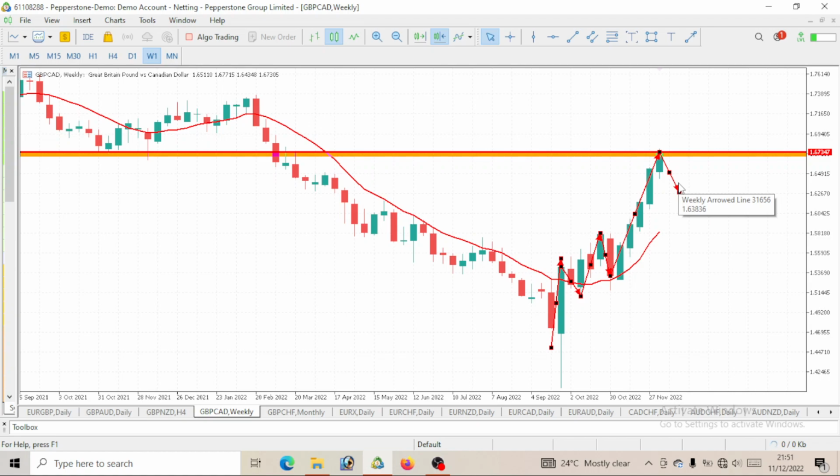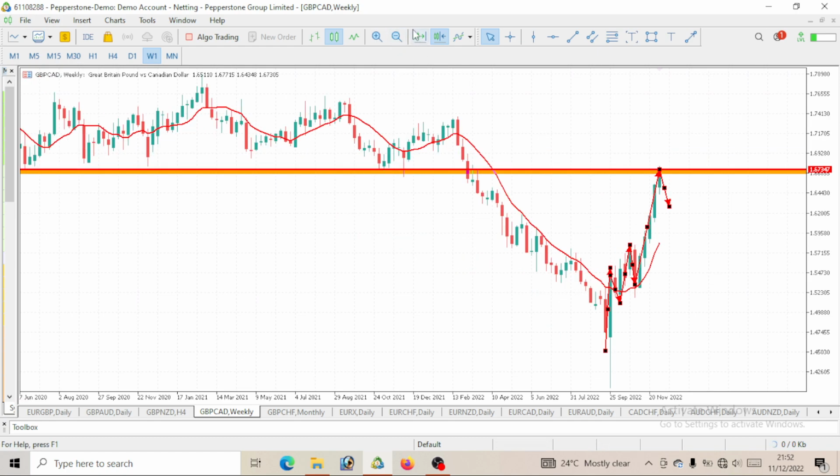So if price manages to open and close bullish this week, then by upper week, which is next week, we should expect price to actually open and close bearish, thereby giving us a pullback. So that is it on GBP CAD. Now if you take a look at this moving average, you can see that price is also still trading above our moving average.